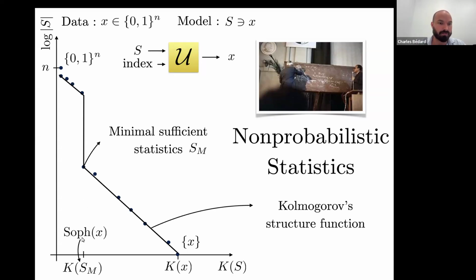Now, this quantity here, namely the complexity of the minimal sufficient statistic, is defined as the sophistication of X, right? It's interesting because it measures how many non-trivial patterns there are in X. If a string X is sophisticated, it means that I need a lot of bits of model to be able to say something non-trivial about it. That's the sophistication of X.